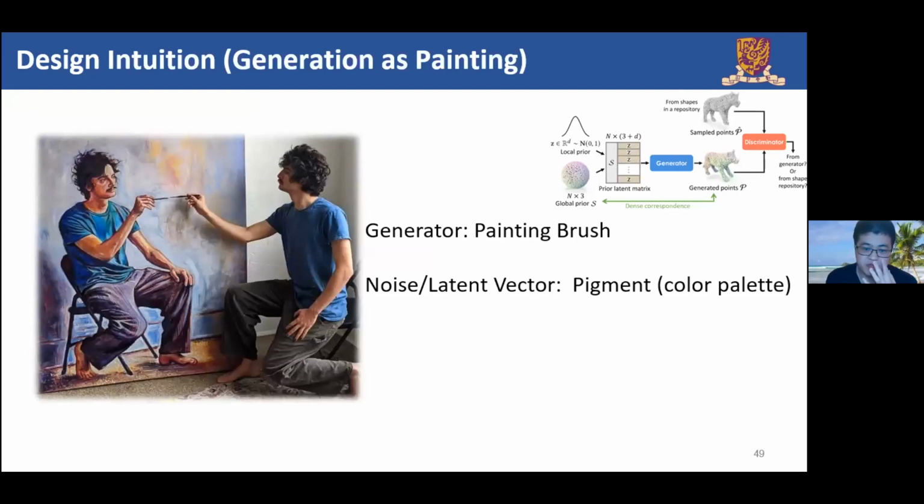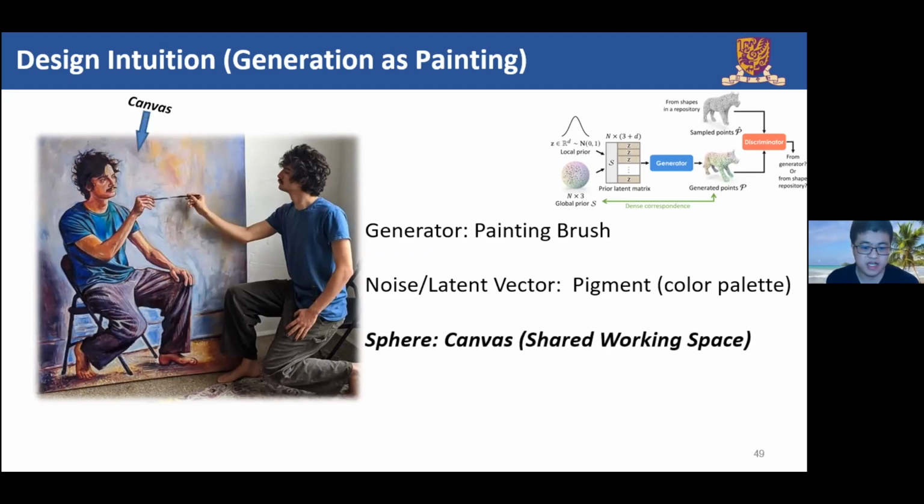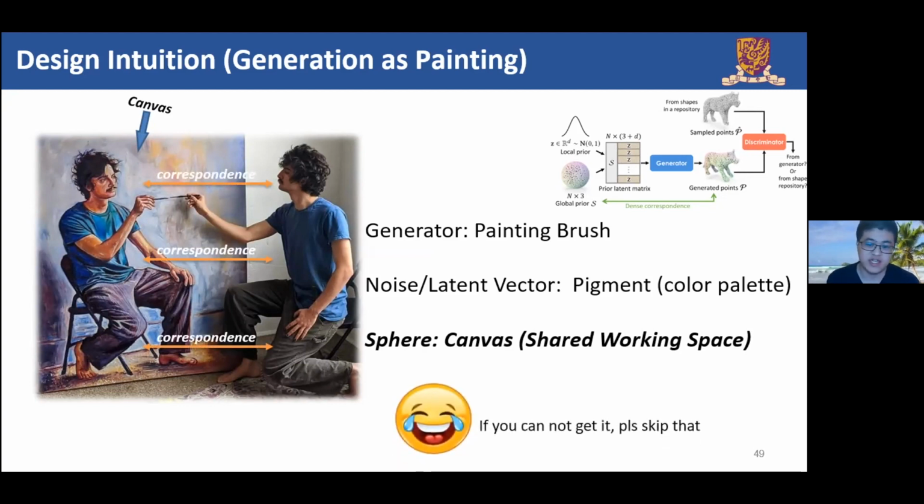Here I want to talk a little bit about the design intuition. I take the generation task as a painting task. The generator can be regarded as a painting brush, and the noise vector can be taken as a pigment. When we do the painting, we always have a canvas. Here I design the sphere as the canvas, which can provide a shared working space. After that, we can build the correspondence automatically. But if you don't like this, you can skip that. It's just an interesting thought when I designed this.